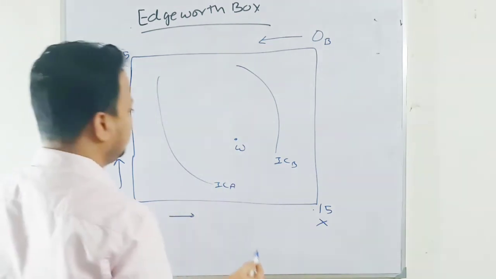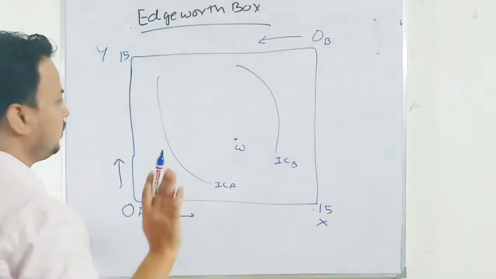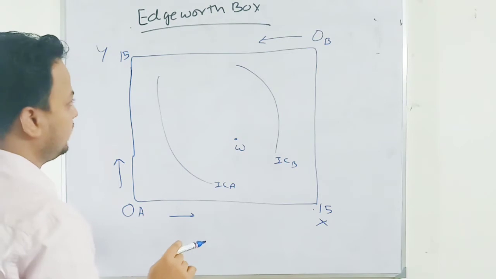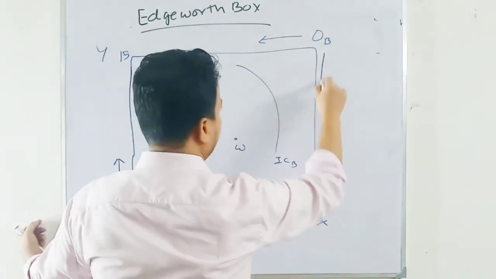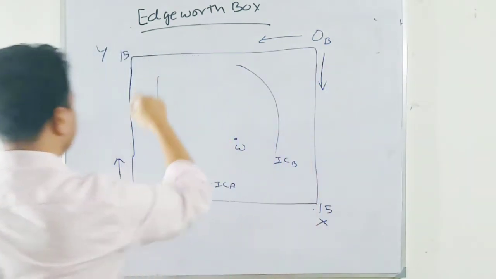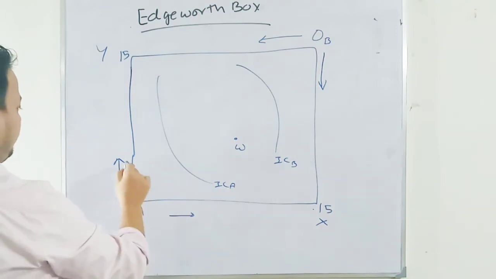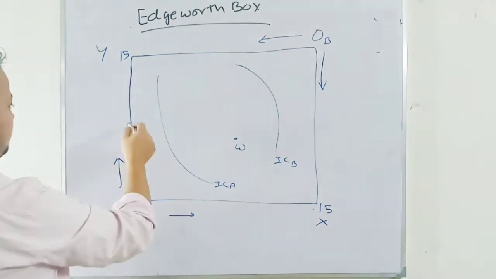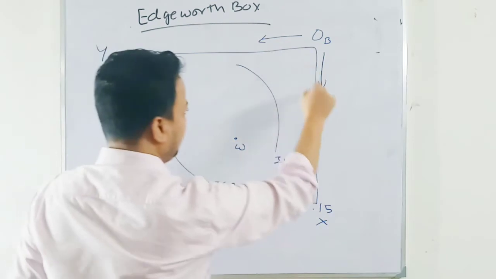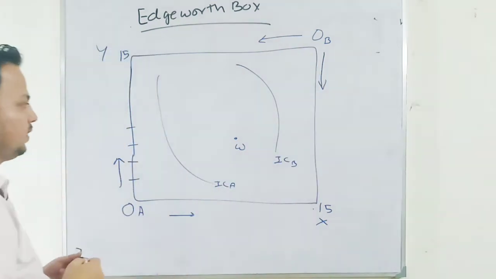Demand we will discuss not in this video, but next time. Here the vertical axis represents Y. X consumption or demand will move this way, and Y demand will move this way. This we have done.